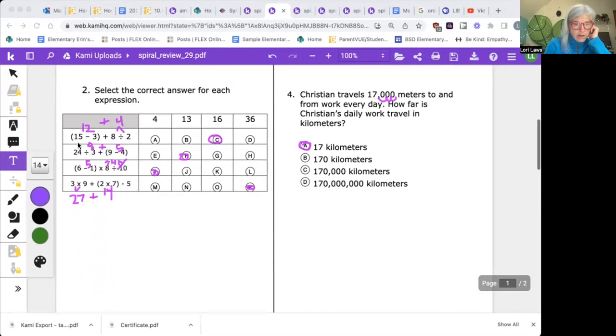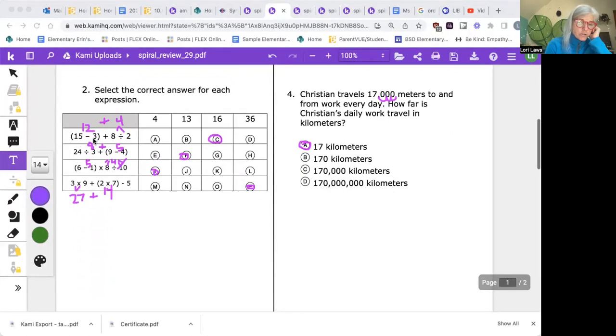Again, this is algebra and you have to know how to do this. So you're going to do parentheses, then division, and then addition. So 15 minus 3 is 12. 8 divided by 2 is 4. 12 and 4 is 16. C. Here, you're going to start with your parentheses. 9 minus 4 is 5. Then you're going to do your division. 24 divided by 3 is 8. 8 and 5 is 13.